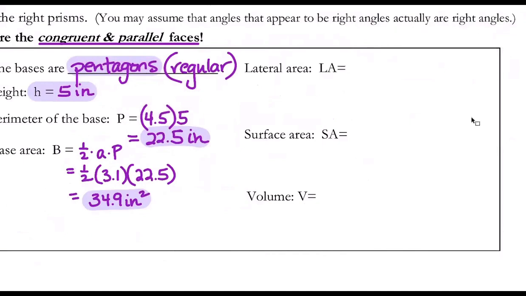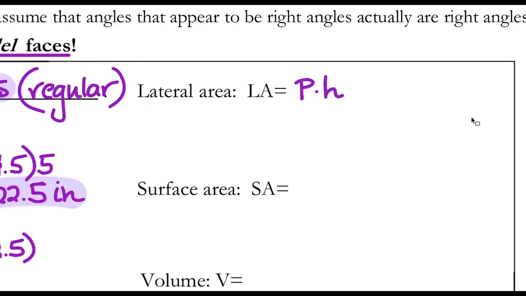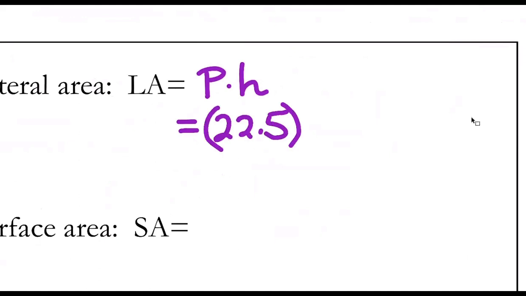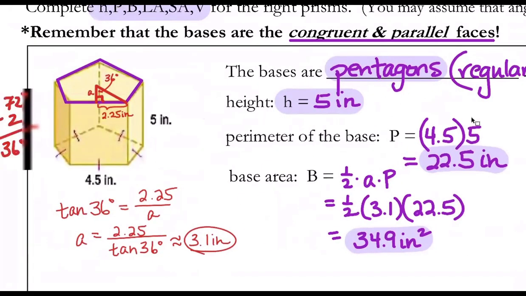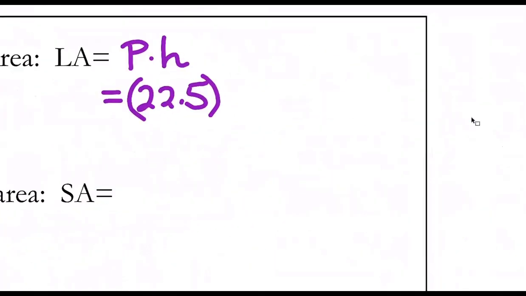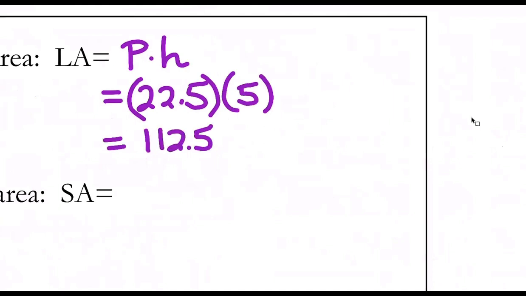Okay, we're ready to do lateral area, surface area, and volume. So lateral area will be perimeter times height. Perimeter of the base multiplied by the height. So the perimeter we already found was 22.5. And then remember the height was the height of the whole prism. So the height is your 5 inches there. We found it, we labeled it there already, so hopefully you remember that. Okay, and that's 112.5 inches squared.